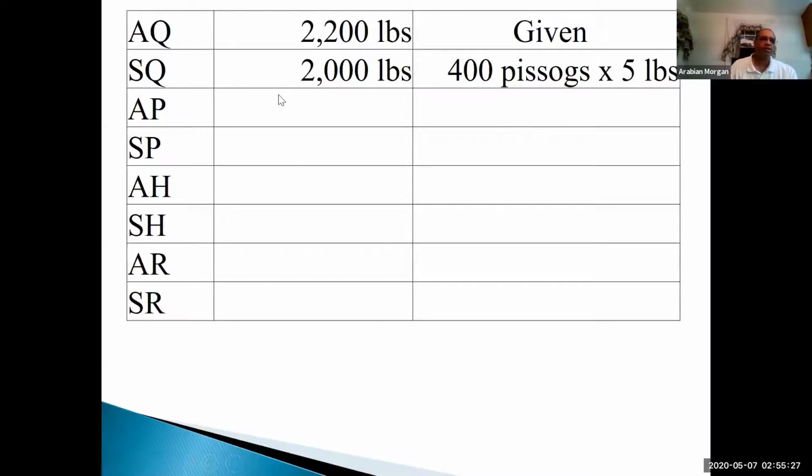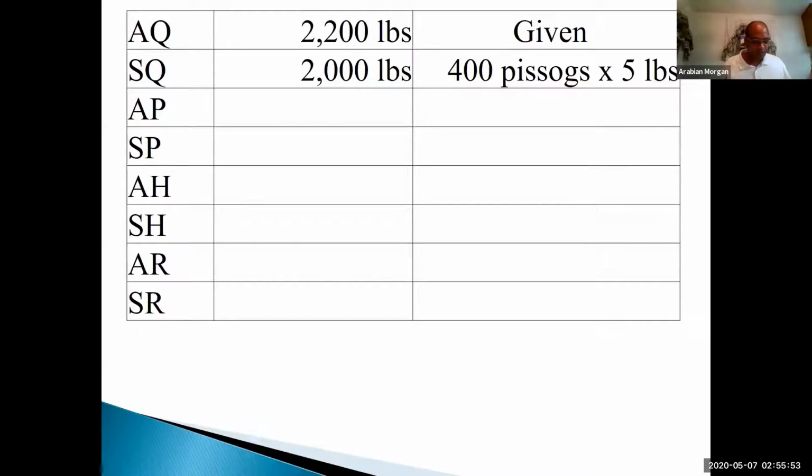For the actual quantity and the standard quantity, we're looking at what we actually produced. What did we actually purchase in terms of materials? What did we actually use in terms of materials in making all 400 of these Paizojis?